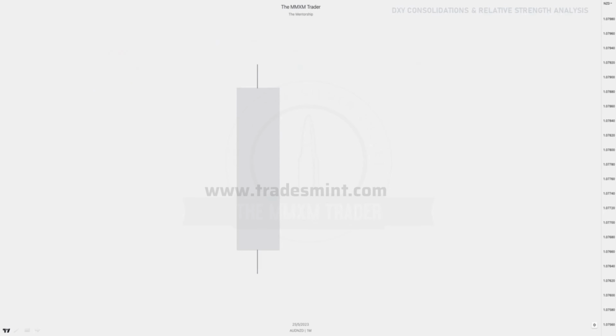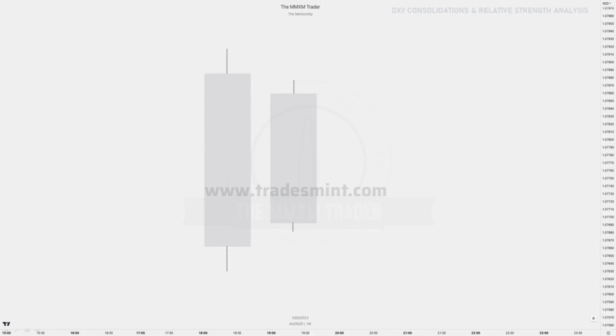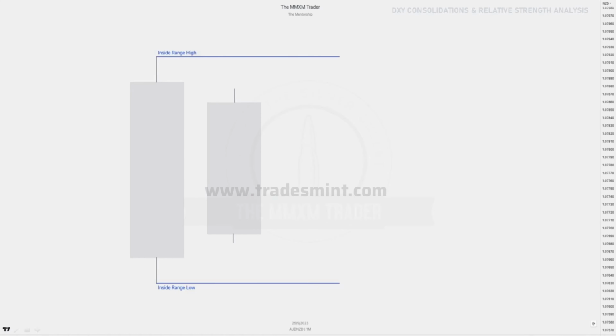So over here we've got our first candlestick, right? We've got an open, high, low, close. Over here, next candle is an inside bar, right? So on this one we don't take out previous daily high, nor do we take out previous daily low, right? So our first candle now becomes our inside range high and inside range low, and that looks something like this.